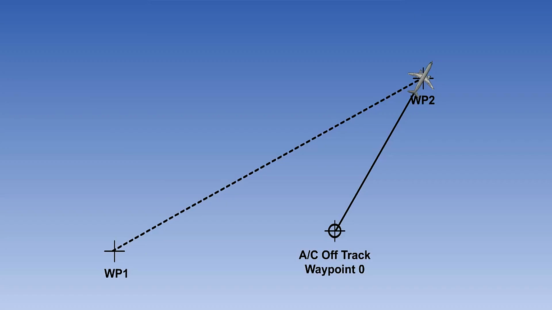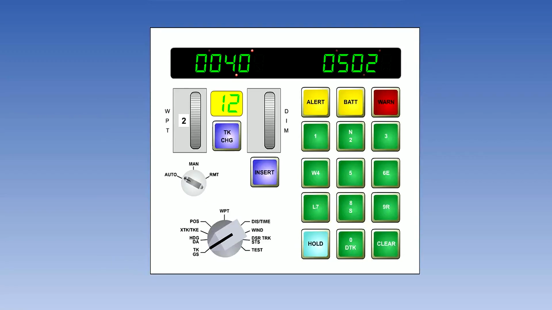The various displays available on the control and display unit are selected by use of the rotary selector switch. With the rotary selector on track and ground speed, the left display shows the true track to the nearest 1/10 of a degree, and the ground speed to the nearest knot.